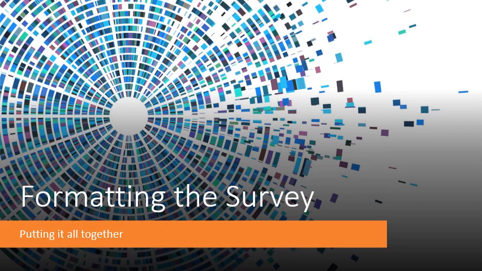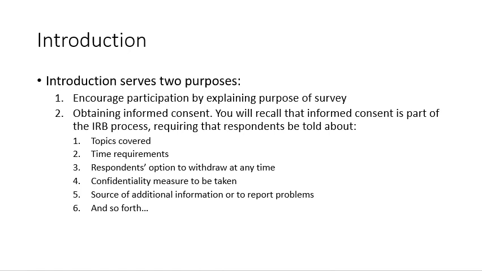So formatting the survey, putting it together, we'll talk a little bit more about the medium in which you format your survey, but just some general tips for the starting and ending. So first off, you're going to need some sort of an introduction, and your introduction would serve two purposes: to encourage participants by explaining the purpose of the survey, and often to obtain informed consent. And so you would be telling respondents about the topics, the time requirement, the respondent's option to withdraw, confidentiality measures, source of information, additional information, or to report problems, and all of those things that we learned about way back in week 3.